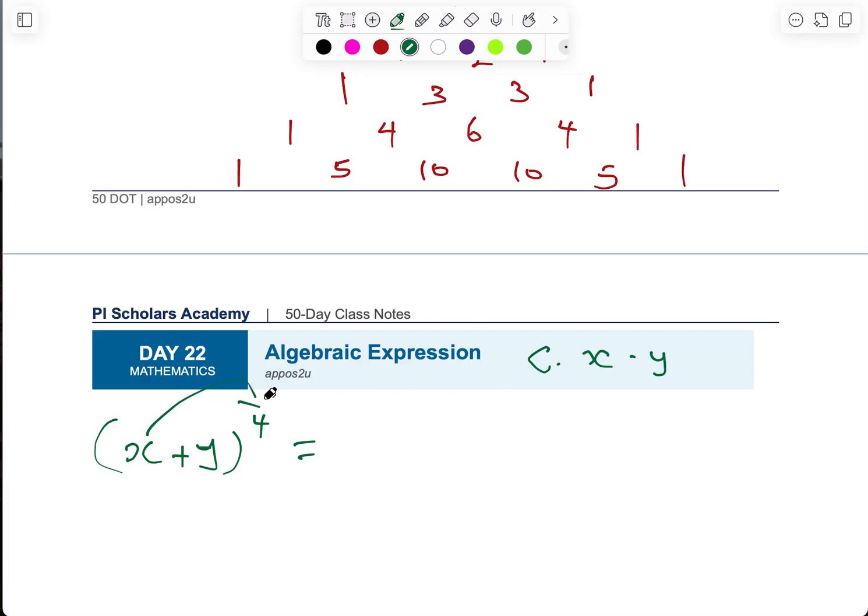So the term of x will take the highest power. So in that case, you have x raised to the power of 4. So now let's move to the second phase. This is where the work starts. So you must deal with coefficient first.